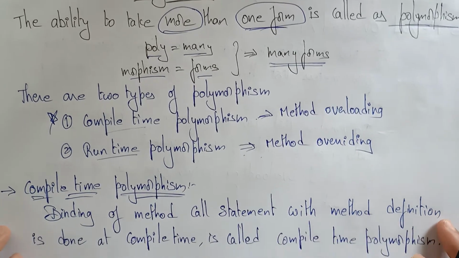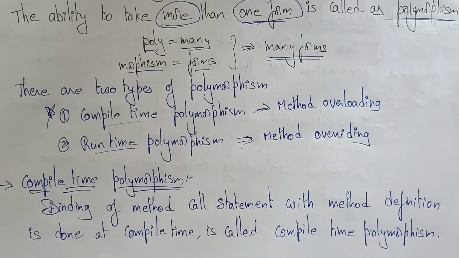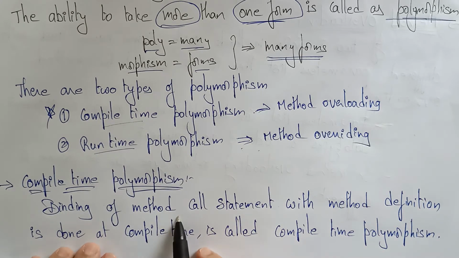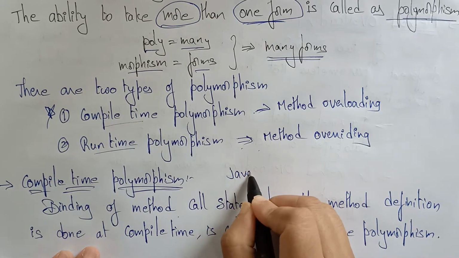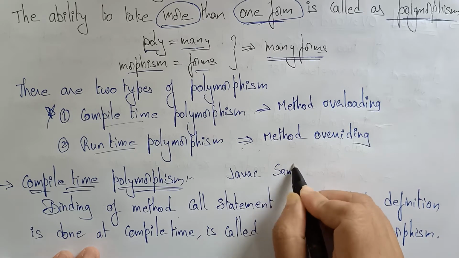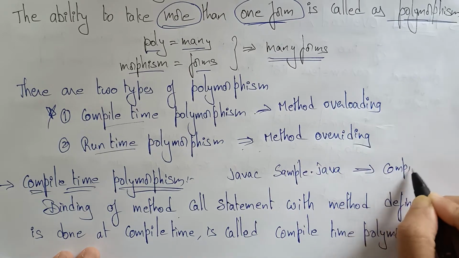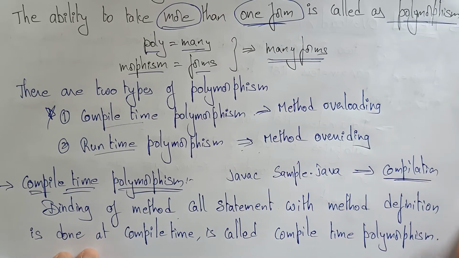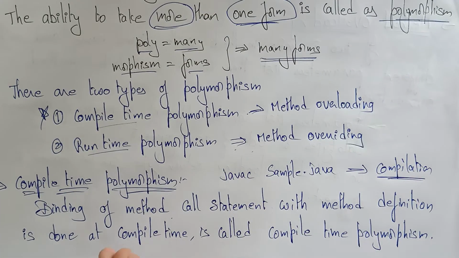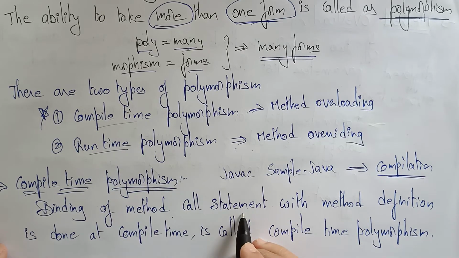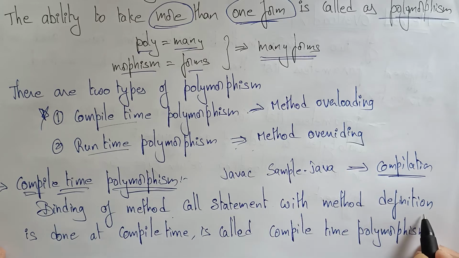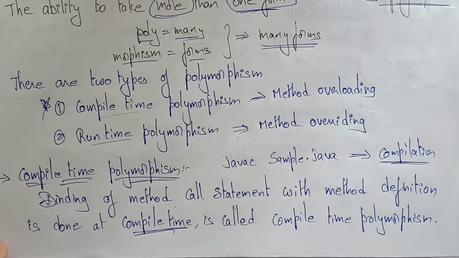Okay, now let's start with compile time polymorphism. Binding of method. Compile time means after writing the program, you compile the Java file named sample.java. So this is compilation. At the time of compilation, it is checking the polymorphism. It's compile time polymorphism. Binding of method call statements with method definition is done at compile time.